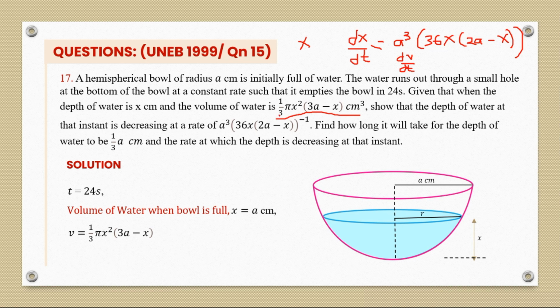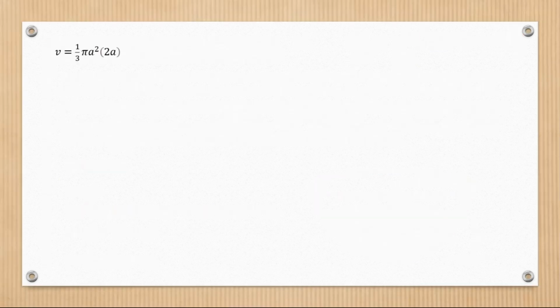Remember, we've been given the formula for volume as this value right here. So wherever there is an x, we're going to plug in an a. Now when we work this out, we'll have 3a minus a, which is 2a. So we're going to have V equal to 2 over 3 pi a cubed. The reason we focused on a is because a represents the radius of the water level when it is full.